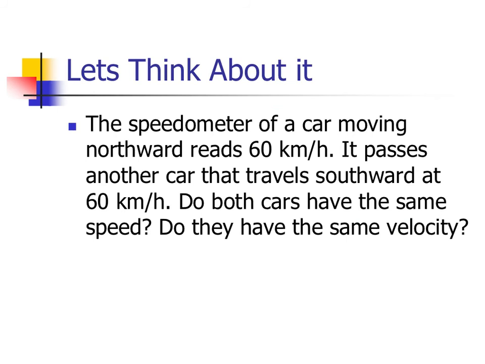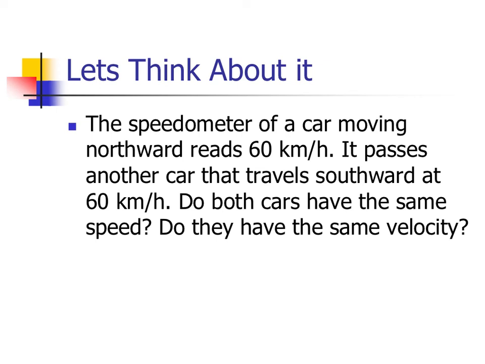There's a couple things to think about here. The speedometer of a car moving northward reads 60 kilometers per hour. Passes another car traveling southward at 60 kilometers per hour. Do both cars have the same speed? And do both cars have the same velocity?